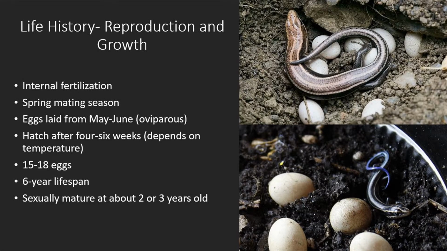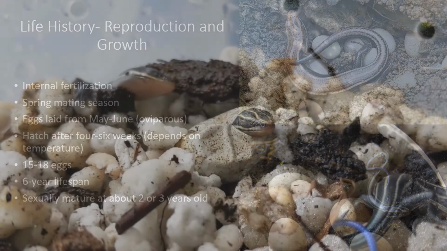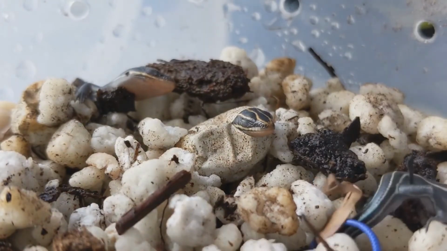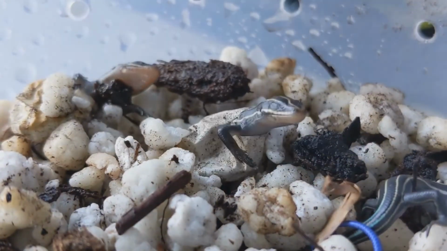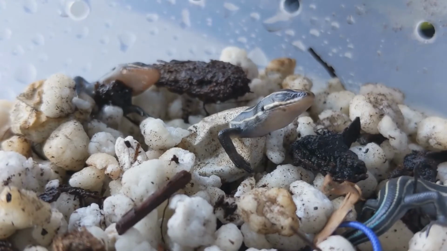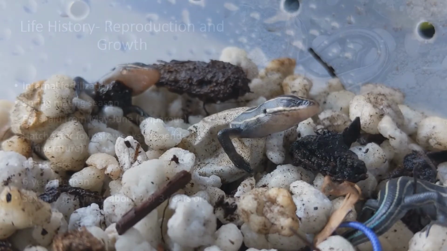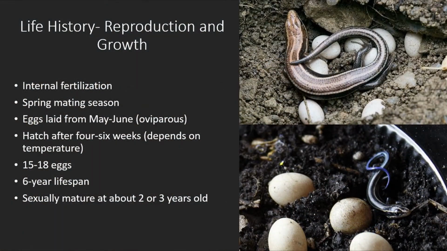For their life history, particularly reproduction and growth, they have internal fertilization. Their mating season begins in spring, around May-ish. Their eggs are laid in May to June, generally 1 month after mating. These eggs are laid in deep, secluded, and moist areas. They hatch about 4 to 6 weeks after laying, depending on the ambient temperature of the nest. The females lay about 15 to 18 eggs, though many of these will not properly hatch. They have a 6-year lifespan, but they don't often live this long in the wild. They also sexually mature after about 2 or 3 years, depending on the diet or their genetics.